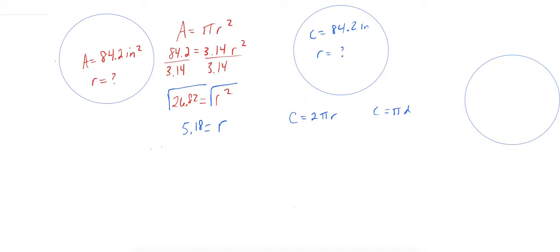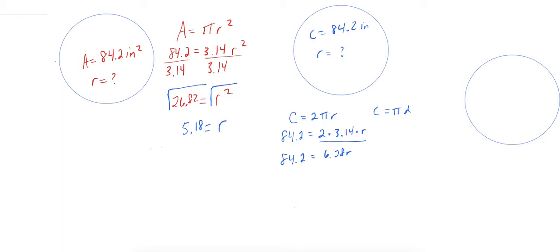So let's deal with what we know. I'm going to use this one right here because it's got the r in it. So circumference, we know it's 84.2, is equal to 2 times 3.14 times r. So I just fill in all the things I know. I filled in the circumference, I filled in pi. So now let's simplify this right side here. So I'm left with 84.2 is equal to 6.28 r.